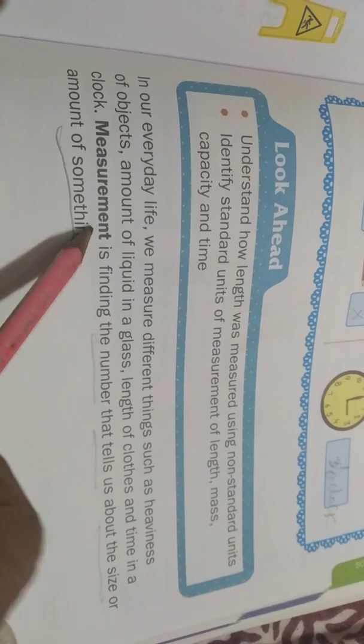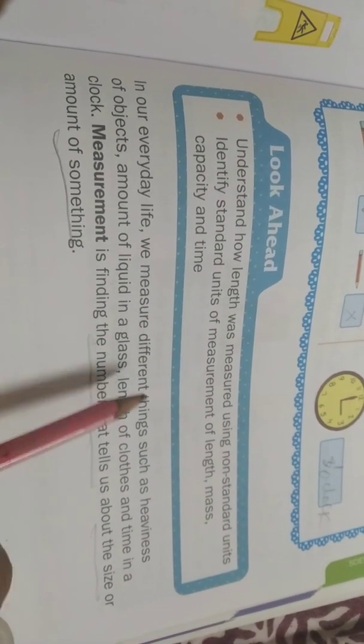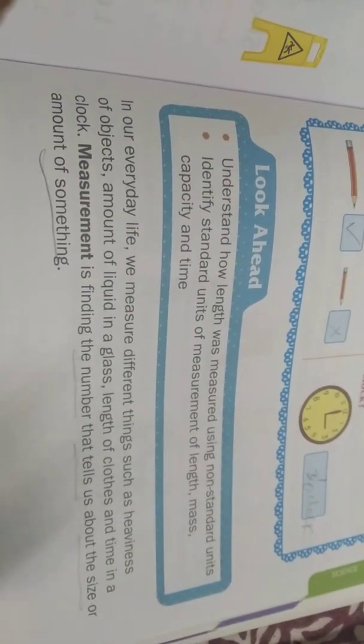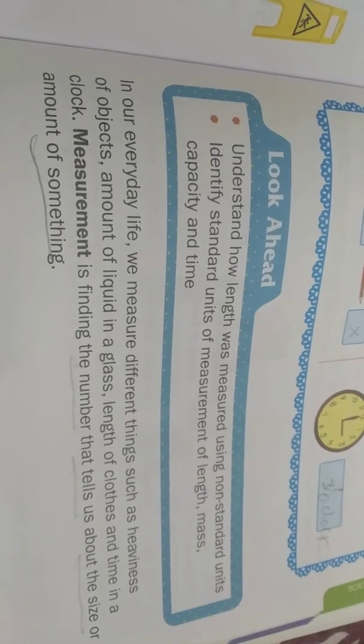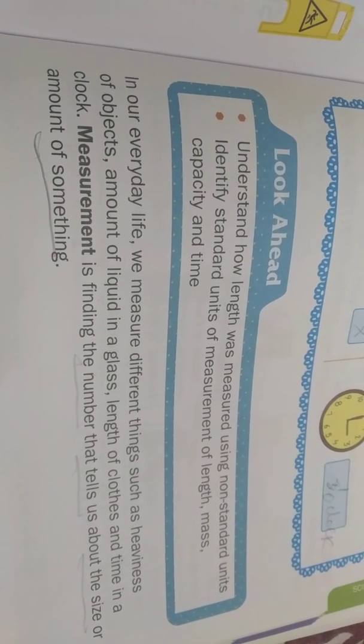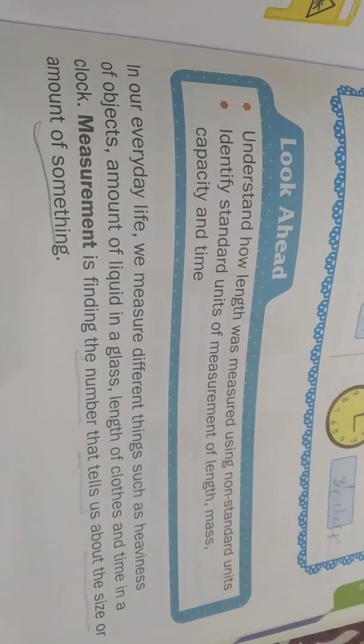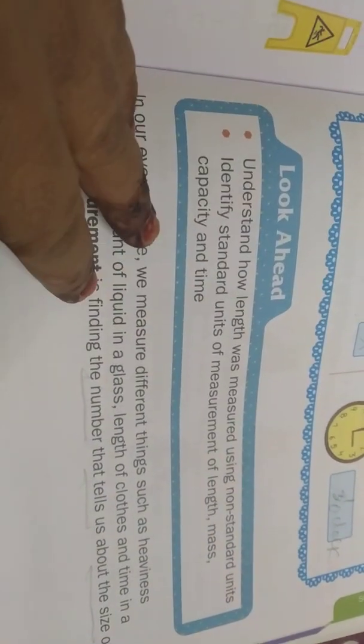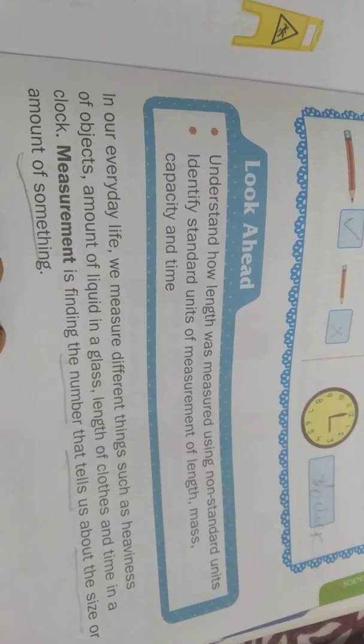Take the pencil and underline about measurement. What is measurement? Finding the number which tells us about the size or amount of something. Heaviness of objects in kgs, amount of liquid in a glass in liters or milliliters, length of cloths in meters, time in hours or minutes, isn't it? So it tells about the size or amount of something. Turn to page number 176.